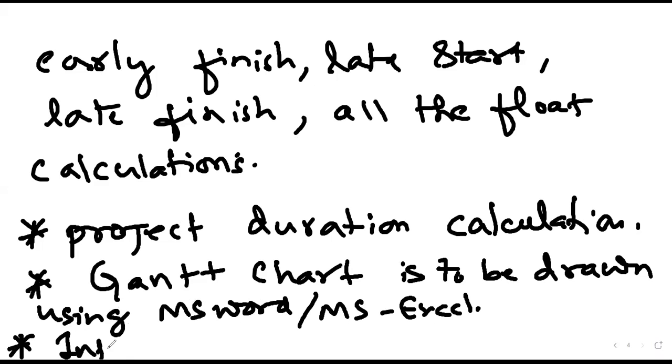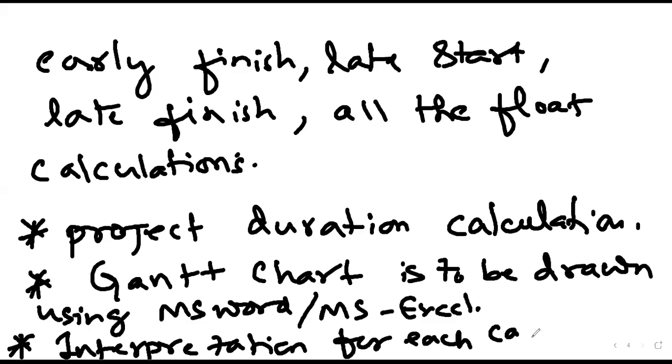Once this is done, interpretation is required. Very much important. Interpretation for each calculation has to be mentioned. Once all these things are done, each group has to submit the group project on the mentioned deadline date. Once the report is submitted, we'll have the Viva, and in this Viva, each of the group members may be asked questions. Based on that, the marks will be allotted.